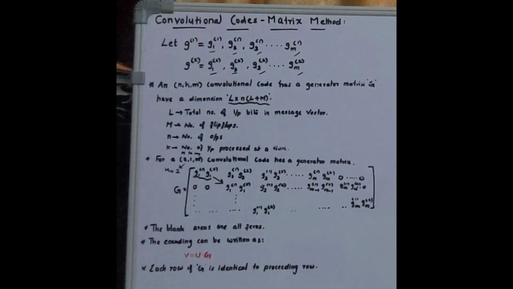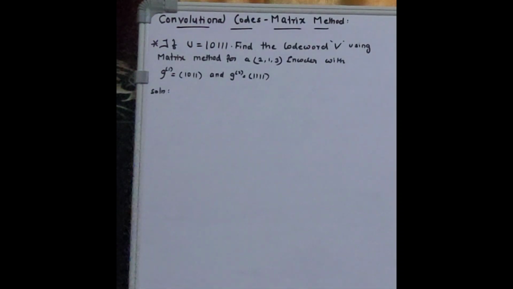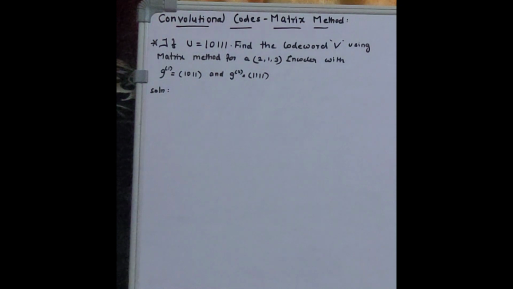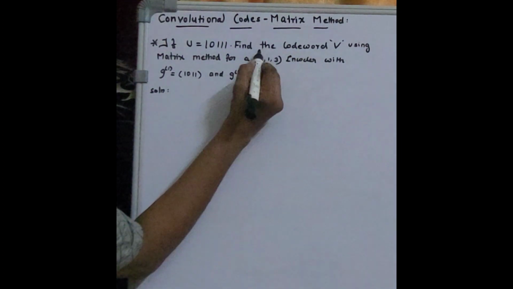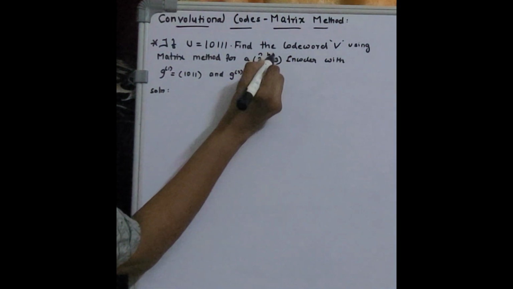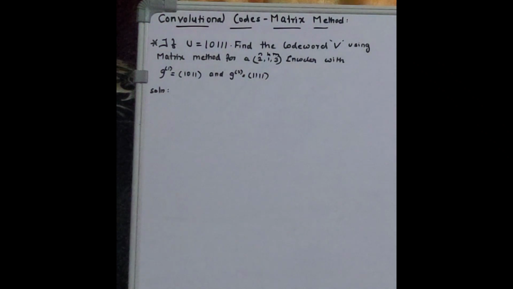Then we can see an example. This is an example for convolutional code using the matrix method. If U equal to 10111, find the code word V using the matrix method for a (2, 1, 3) encoder, with G1 equal to 1011 and G2 equal to 1111.